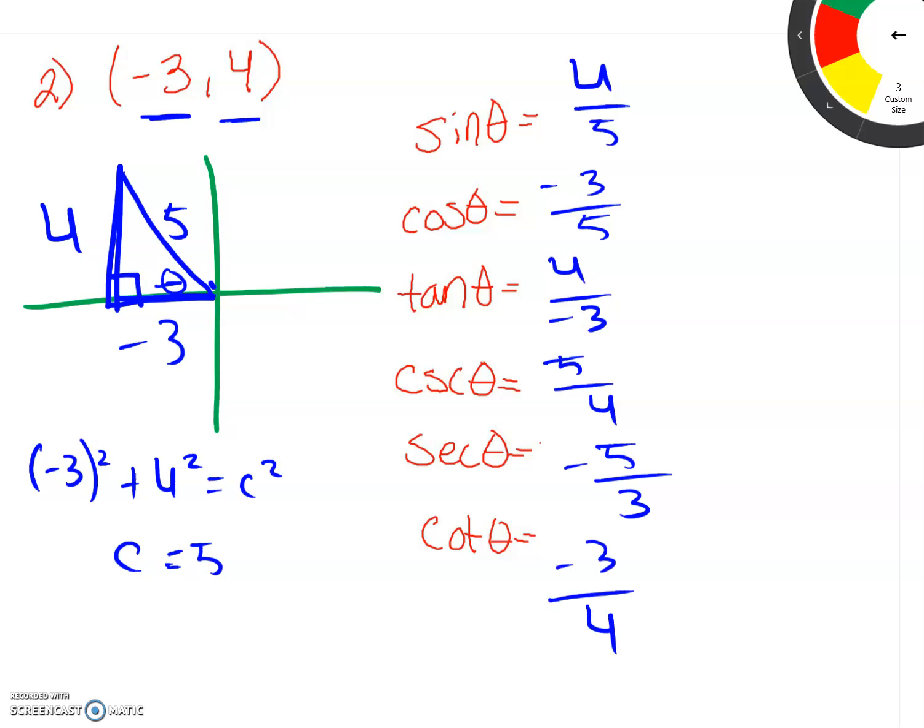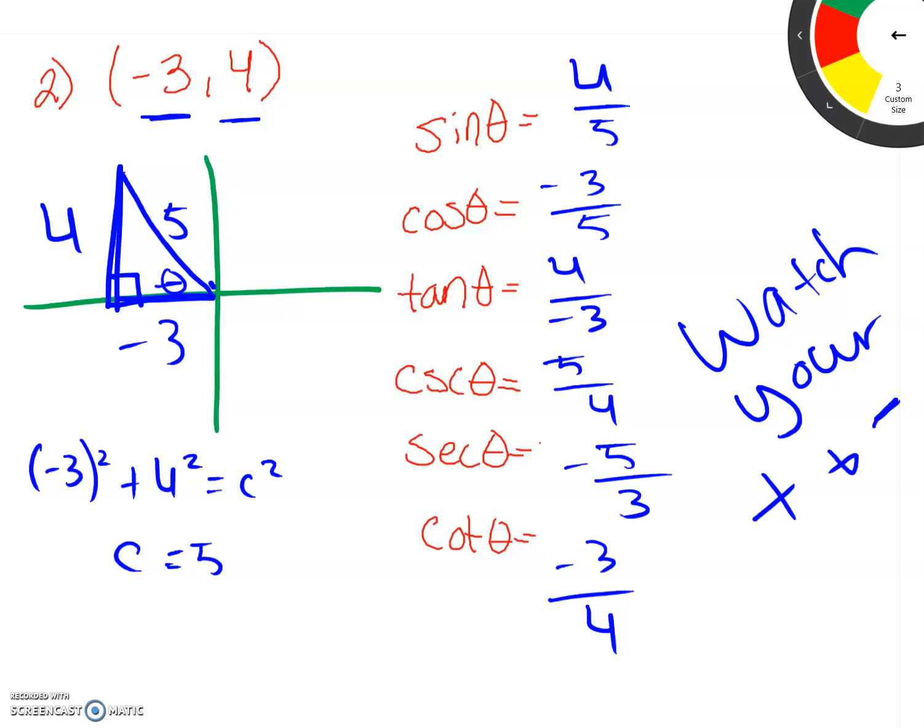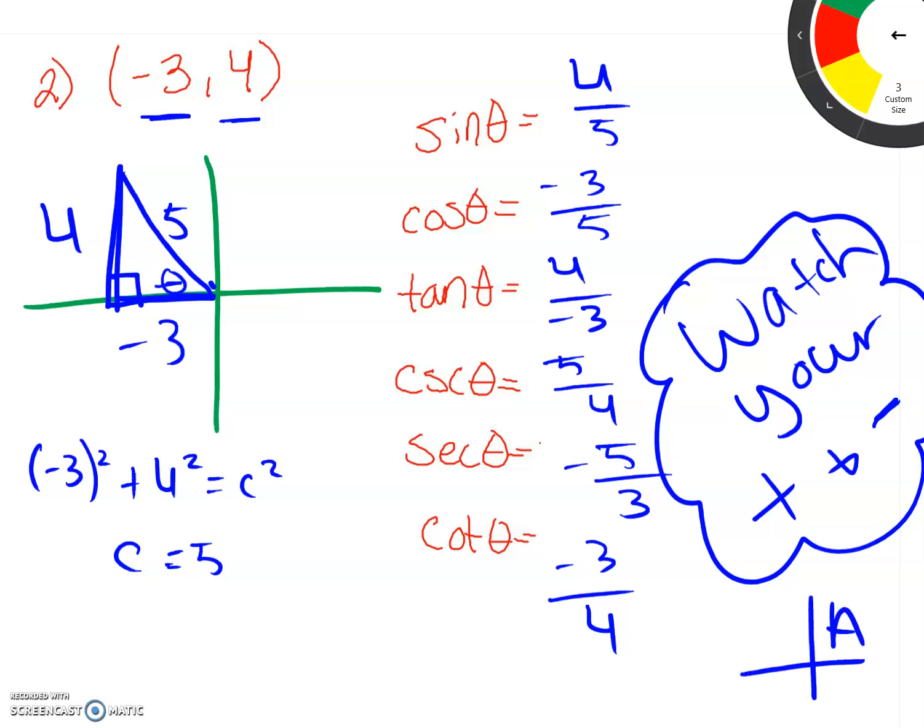It is that easy. The one thing is make sure that you always watch your positives and negatives. Okay? I've emphasized this a lot. But remember, all students take calculus that we talked about. We're in quadrant 2.